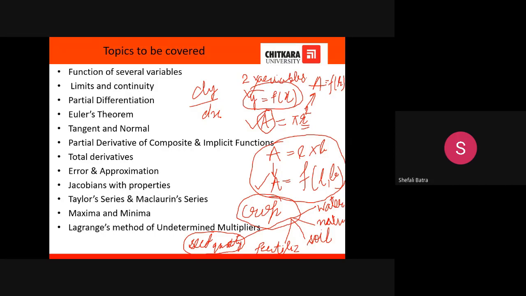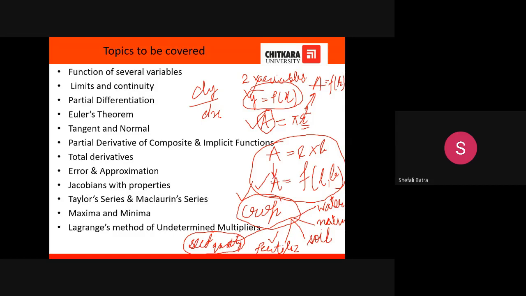So what you are doing? You are observing change in the crop production due to change in fertilizer. So what will you do? In that case, you will change the fertilizer, keeping the rest of the things as they are. Right? Similarly with the soil quality and so on. So what is the partial?